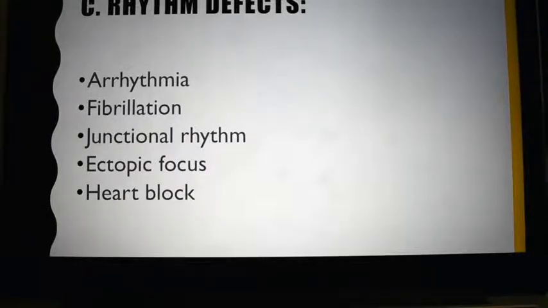Ectopic focus is when some place other than your SA node, your sinoatrial node, is controlling your heartbeat. For example, it could be the use of caffeine, and it picks up an extra heartbeat when you drink too much. That's when you start getting jittery. Heart block is when the AV node is damaged and bundle branches are causing ventricles to contract, and your heart is contracting at 30 beats per minute.